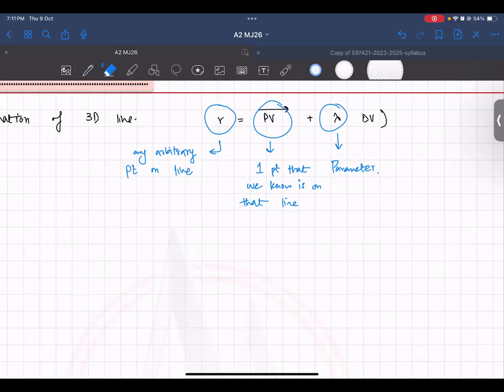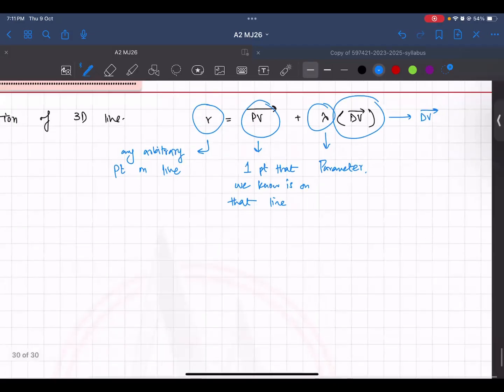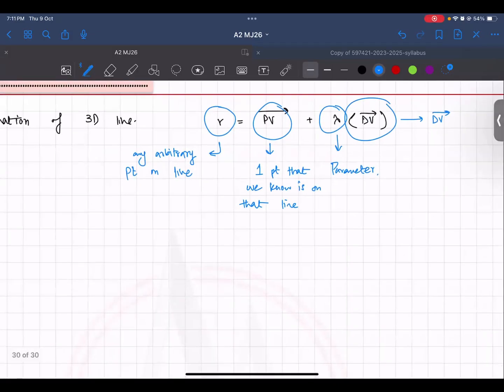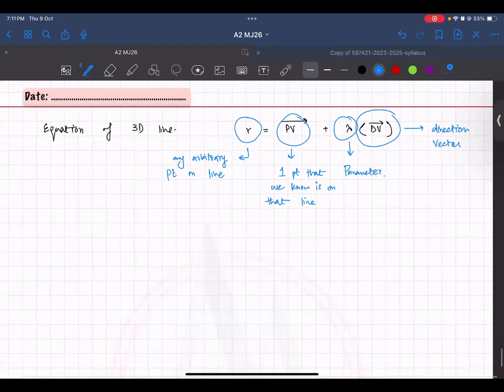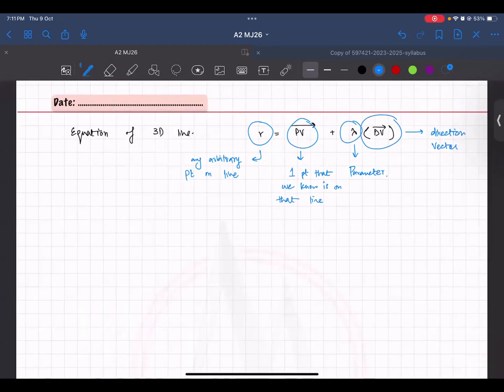And this is called the direction vector. The direction vector works like the gradient you had in your 2D line. I will teach you how to find this. You would need to find the position vector and the direction vector, and then you replace them in this form and that gives you the 3D line.